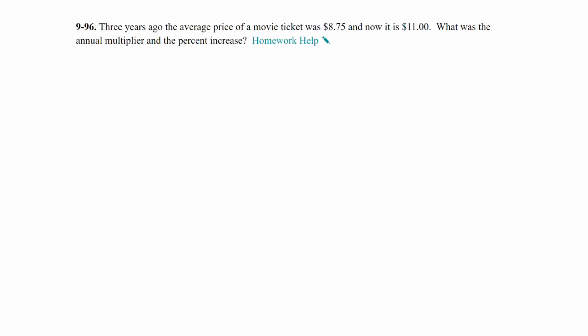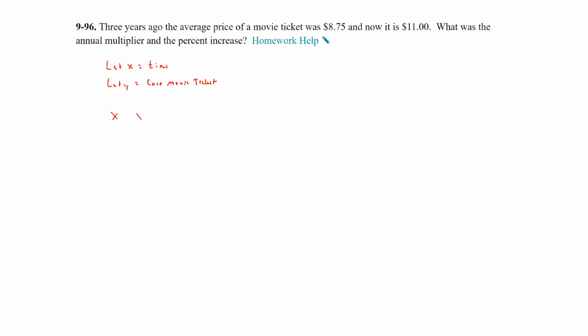Question 96. 3 years ago, the average price of a movie ticket was $8.75, and now it is $11. What was the annual multiplier and percent increase? So 3 years ago, the average price. So we have the price. Let's let X or T, either one, represent our time. What year is it? And then we know the Y value equals the cost for the movie ticket, or the average cost.